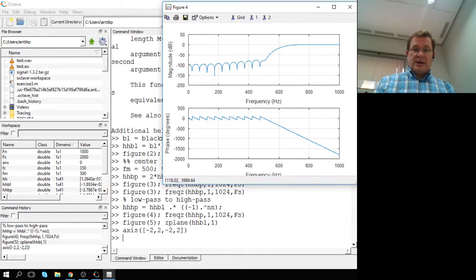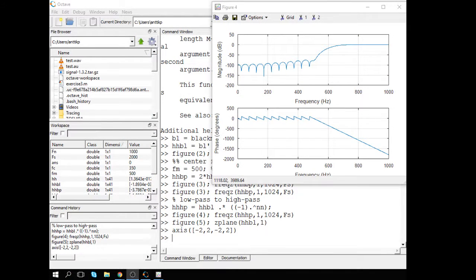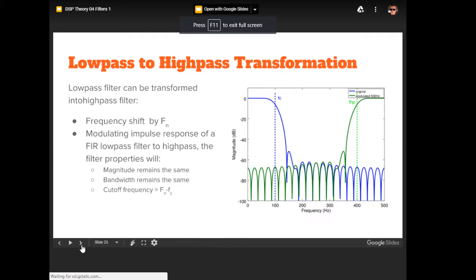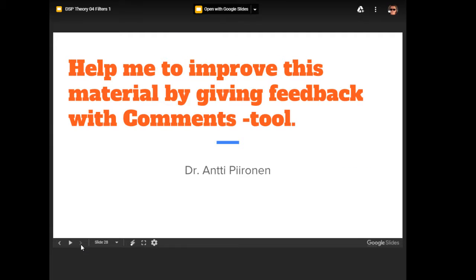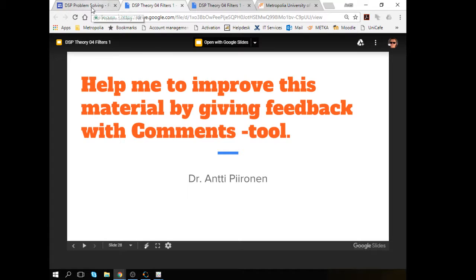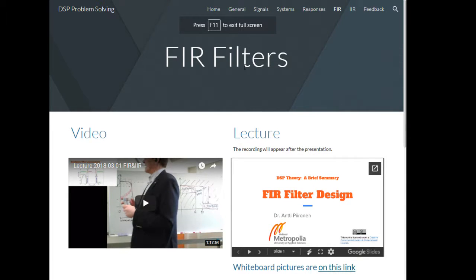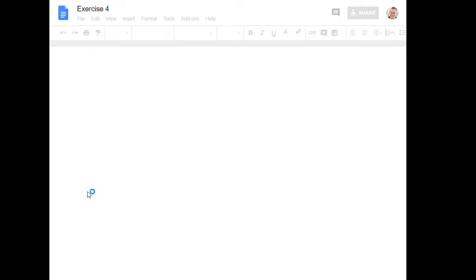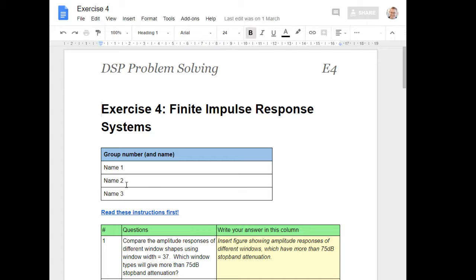Let me take a quick look at today's exercise to see did I cover enough of stuff. More theory. Click, click, click. Oops. No, what's there? Exercise template. All right.